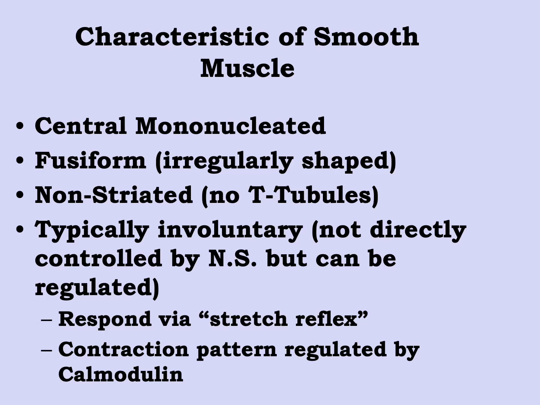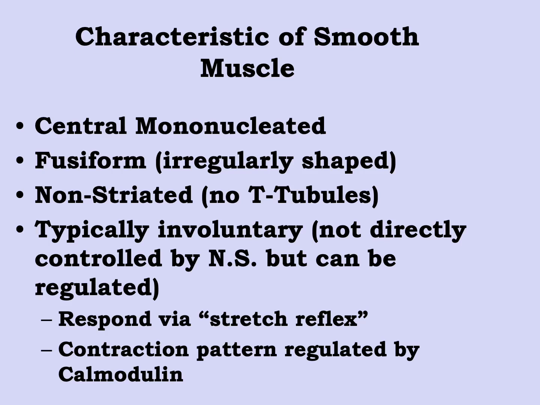Smooth muscle, on the other hand, does not have multiple nuclei. It has a single central nucleus within the cell itself. There's no distinct form to the smooth muscle, which is why we reference it as being fusiform. There's no T-tubules, there's no transverse tubules, and so we don't see any type of striation pattern.